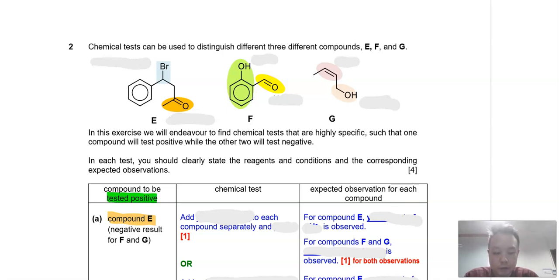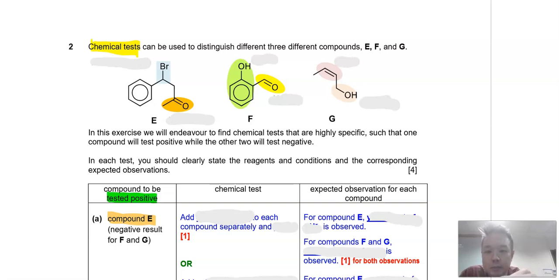Okay, for organic skills training exercise 2, question 2. We are looking at a chemical test question. For a chemical test question, the skills involved are to find out all the functional groups present, and then find the difference between the functional groups to propose suitable chemical tests.